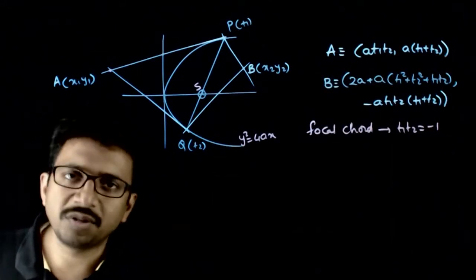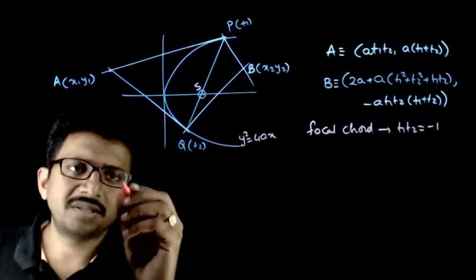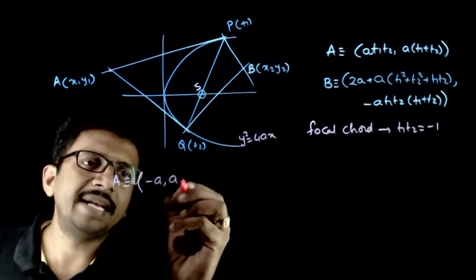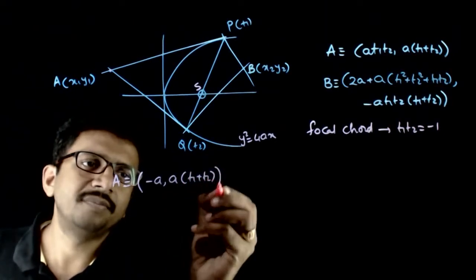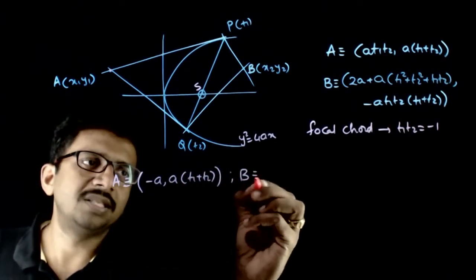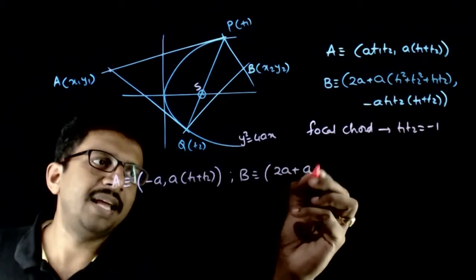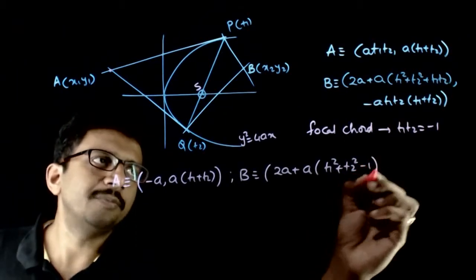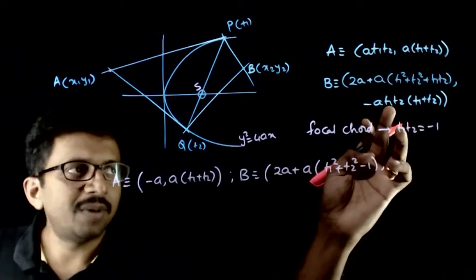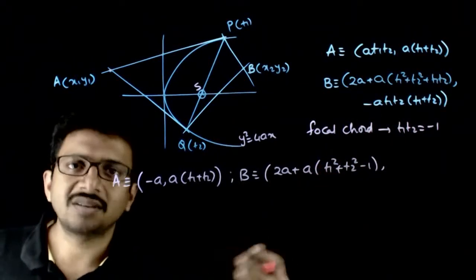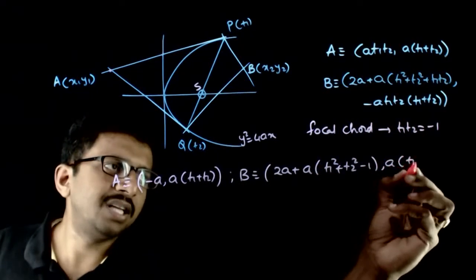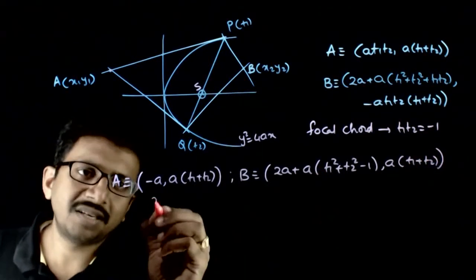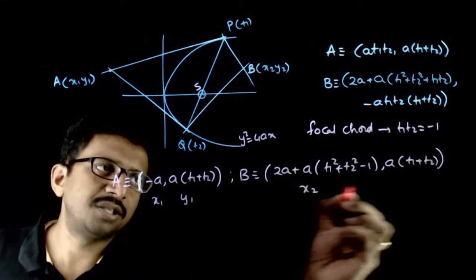In that case, what happens to these points? Point A is nothing but (minus a, a times (t1 plus t2)), and point B is nothing but (2a plus a times (t1 squared plus t2 squared minus 1), a times (t1 plus t2)), since t1 t2 equals minus 1. Now you can very clearly see that this is (x1, y1) and this is (x2, y2).